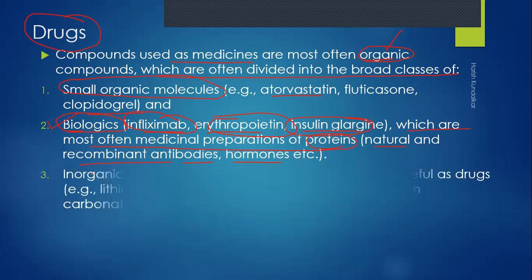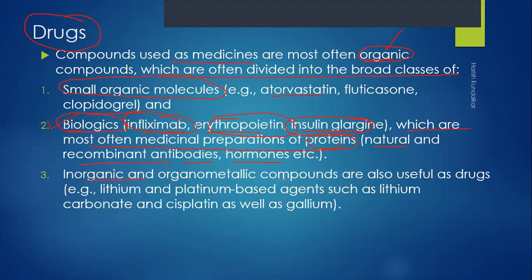Then inorganic and organometallic compounds. I was just saying that organic compounds are more than 95% of the current drug regimen, and biologics and inorganic compounds are less than 5% of the drug regimen used in the modern day drug arsenal. We have inorganic and organometallic compounds which are useful as drugs. For example, we have lithium and platinum based agents such as lithium carbonate and cisplatin, as well as inorganic metals like gallium.